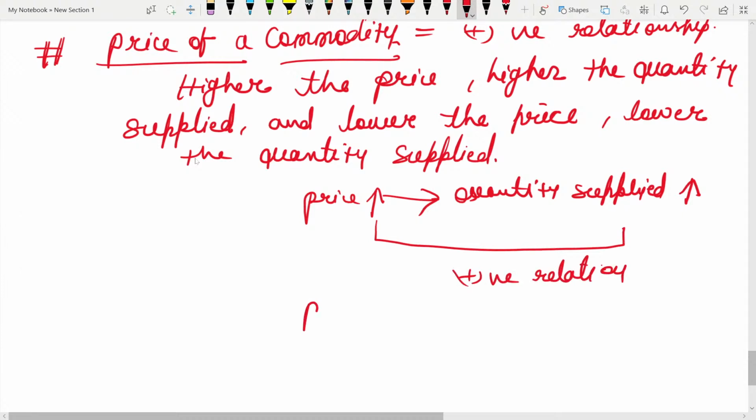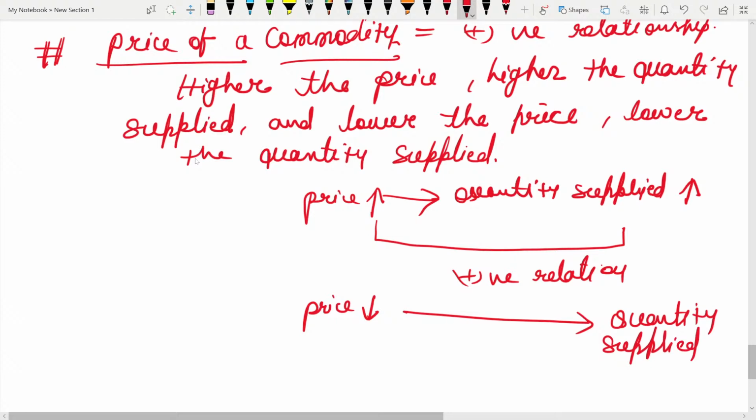Now if price is going down, then producers are not getting any motivation to produce more output. If price is less, then the quantity supplied by producers will automatically go down. So as we can see, if price is going down, quantity supplied by producers also goes down. So this is also showing a positive relationship. In conclusion, it implies that price and quantity supplied show a direct relationship.